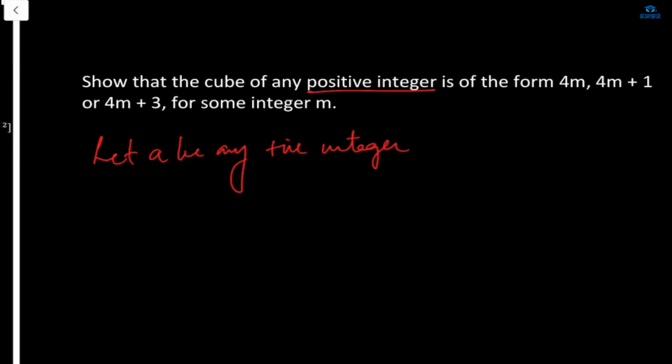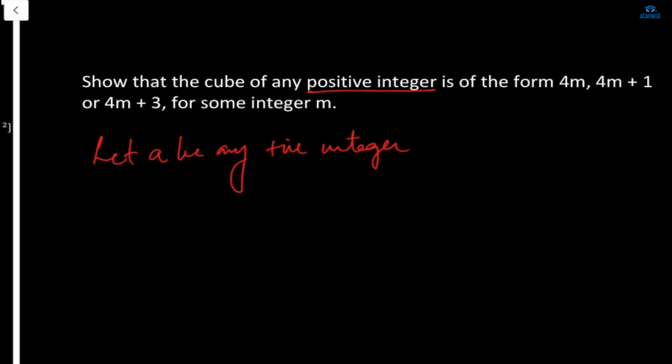Can you explain this question? Yeah. Show that the cube of any positive integer is of the form 4m plus 1 or 4m plus 3. I'll give you the hint. You have to show that if you do the cube of any positive integer, you can express it in the form of 4m or 4m plus 1 or 4m plus 3. Now we are taking any arbitrary positive integer a. When you apply Euclid's division lemma, what will you get?